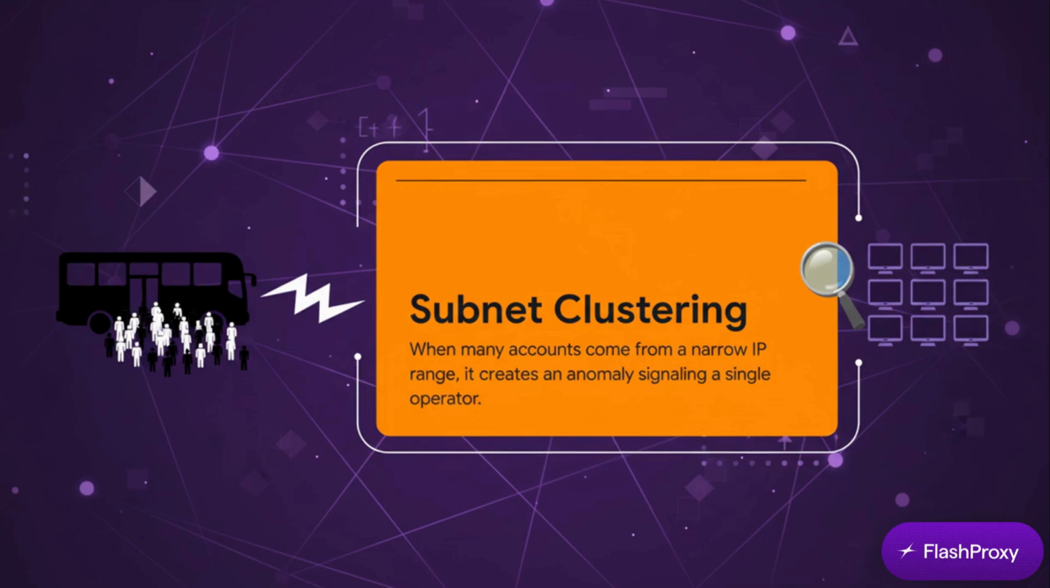Think about it this way. Imagine 100 people show up to a party, all claiming they don't know each other, but they all arrived in the same van. You'd immediately know they're one group, right? That's exactly what this is. When all your unique accounts come from the same tiny slice of the internet, you create this glaring mathematical anomaly that just screams single operator.